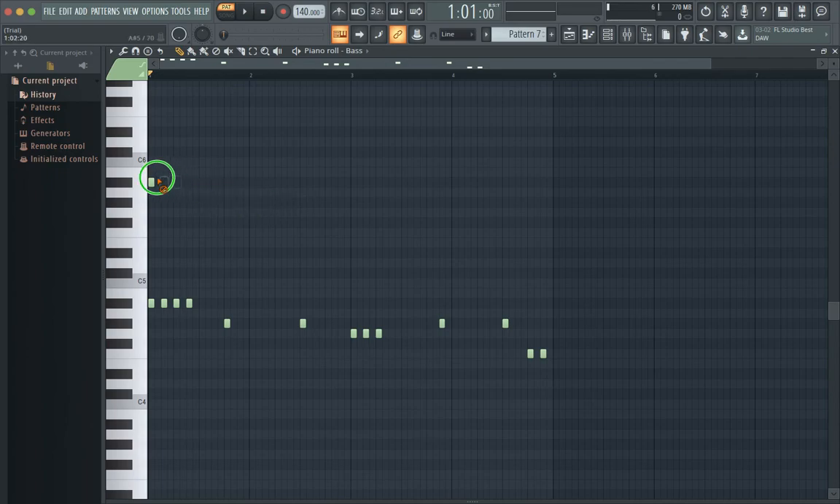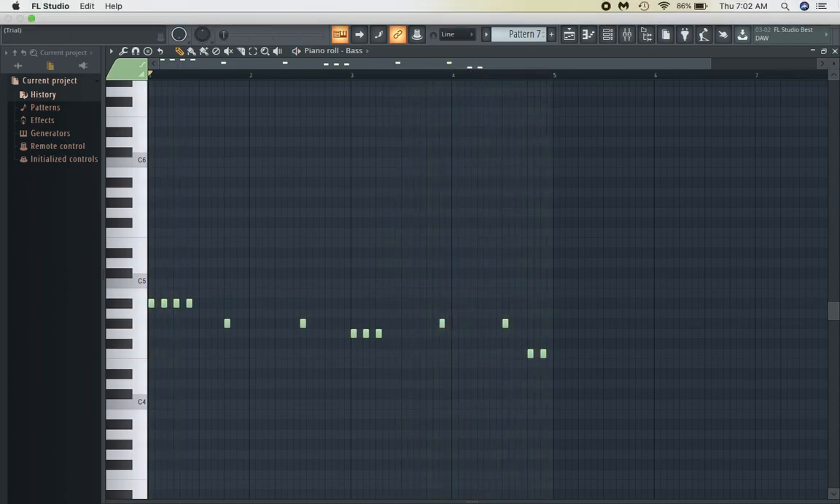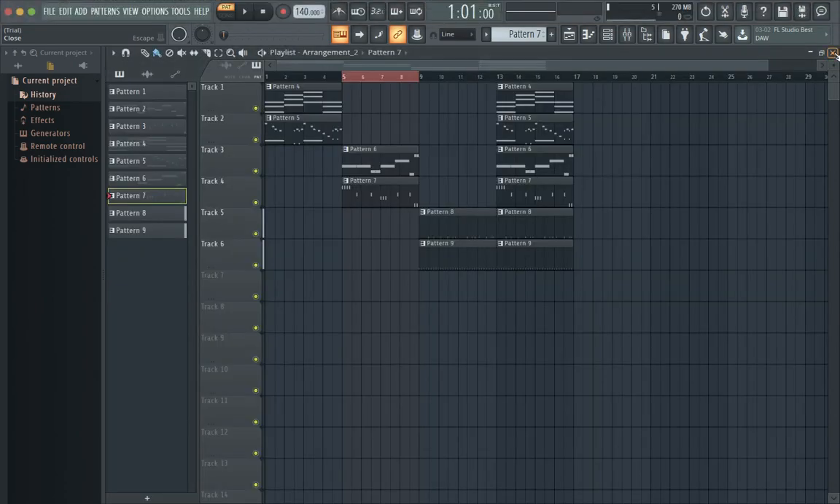Okay, so to play the bass drum for you, the bass drum sounds like this. And then the bass drum and the 808 together sound like this. So pretty good together.